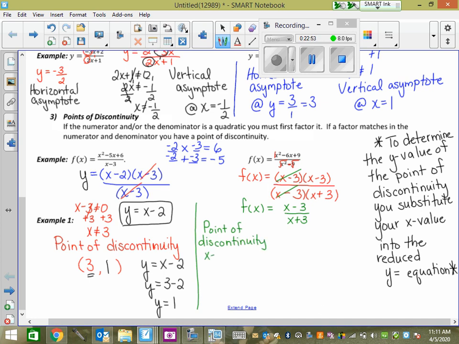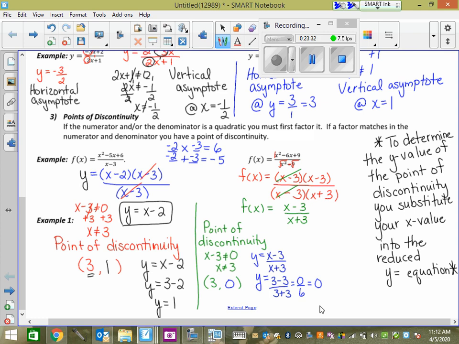So when x minus 3 cannot equal 0, x cannot equal 3. So I know I have a point of discontinuity at 3 and a y value because it's a point of discontinuity. How do I get the y value? Well, I plug it into the reduced equation. So I substitute 3 into the reduced y equals equation. I get y equals 3 minus 3 over 3 plus 3, which is 0 over 6, which is 0. So my point of discontinuity is at 3 and 0.